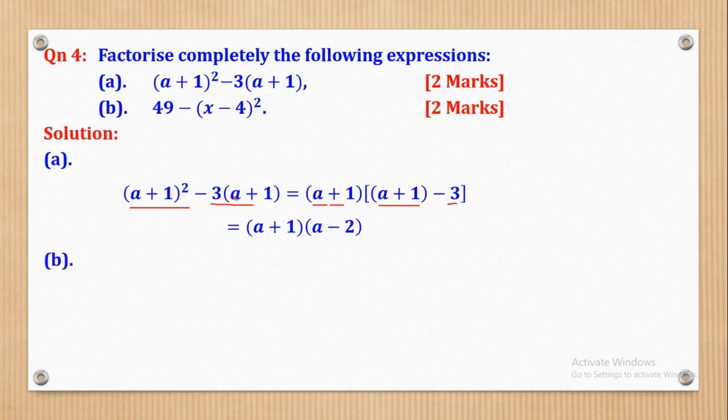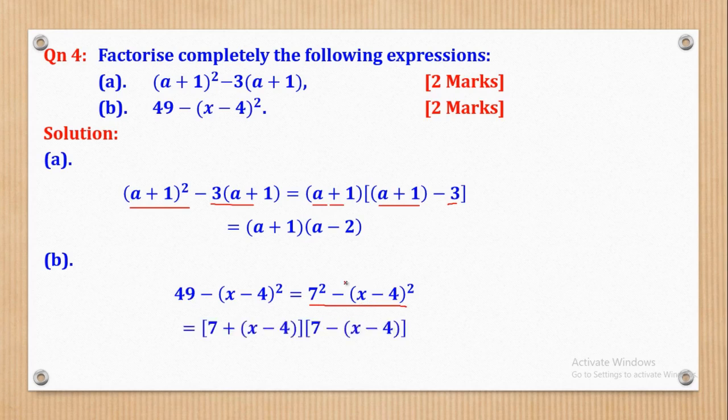Now we shall go to part B. Part B, they want you to factorize this. What you realize is that 49 is equal to 7 squared. So when you replace 49 with 7 squared, you shall come up with this. And when you realize that this one is a difference of 2 squares, what does that mean? It means that one bracket will be the sum. It will be 7 plus x minus 4, which is that, and the other bracket will be 7 minus x minus 4, which is this.